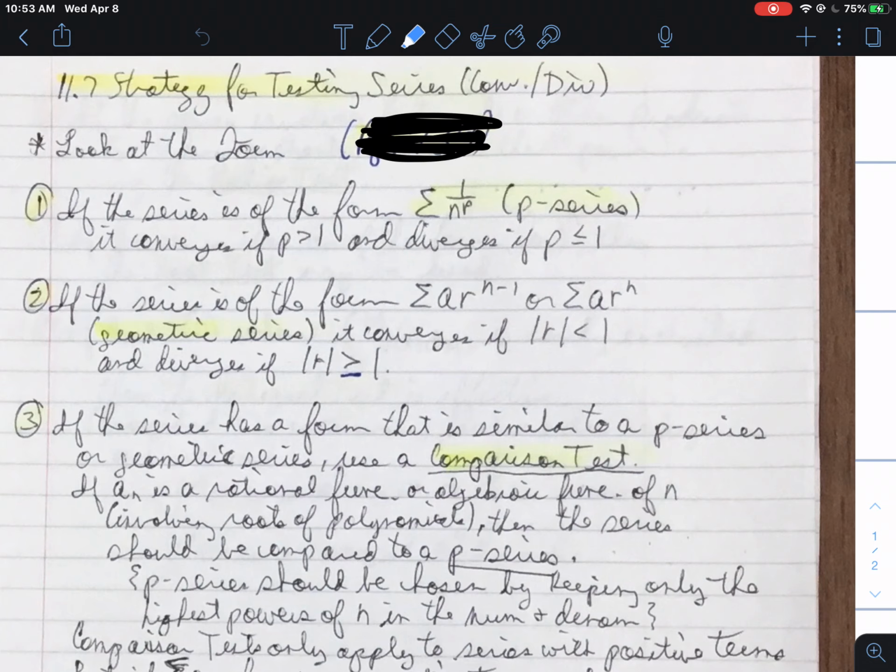All right, so these are recommendations. So what do I look for? If I'm going to make a determination as far as whether a series is convergent or divergent, what do I look for? What are the tests that I have at my disposal?